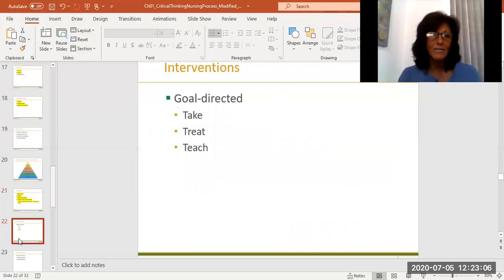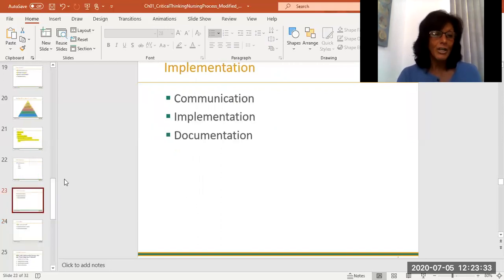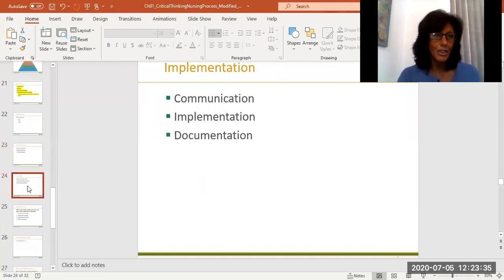And then the interventions have to be goal-directed. In other words, what are you doing? And I'm going to refer you to looking at your textbook and pulling up a care plan for pain under the chapter that covers pain. And we're going to talk about that nursing care plan and how you can manipulate that care plan to fit a patient if your patient indeed has pain, okay? Implementation involves communication and documentation.